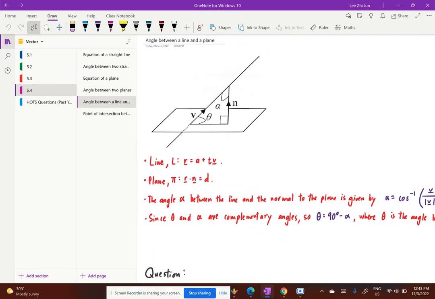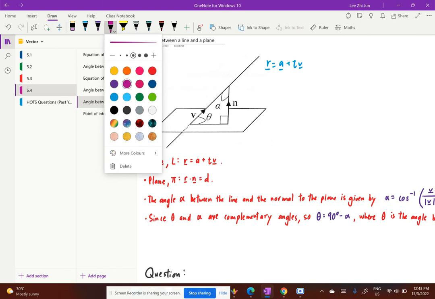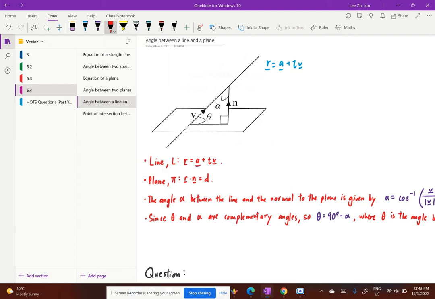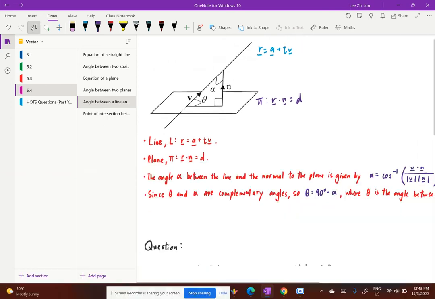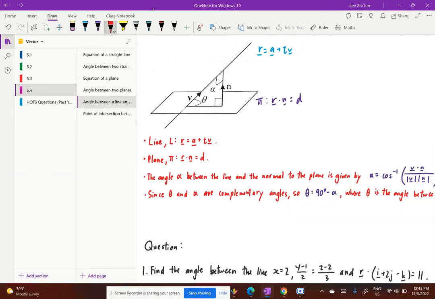So when a line subs a plane, the line I will write as r equals a plus dv. This a I forgot to write as a vector. And the plane I write as pi: r dot n equals d. Okay, so when they sub, we will get the angle and the point of intersection, which is for later.